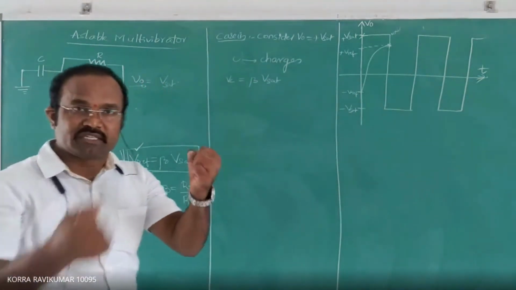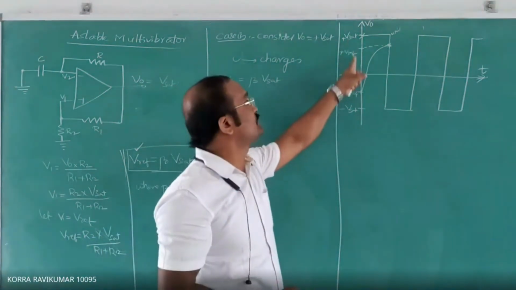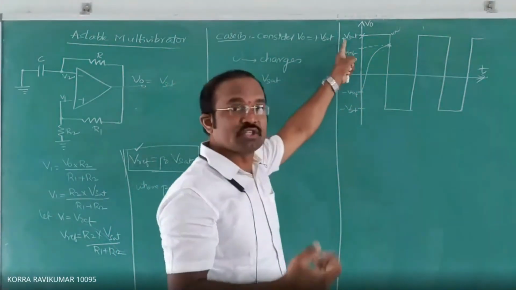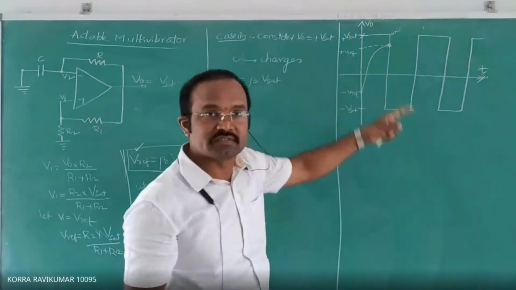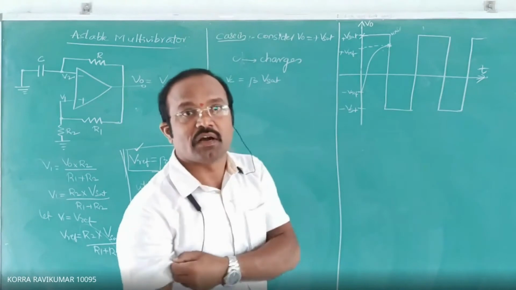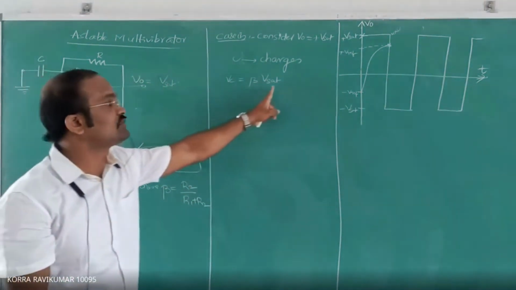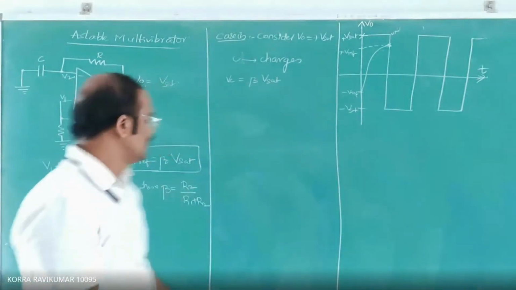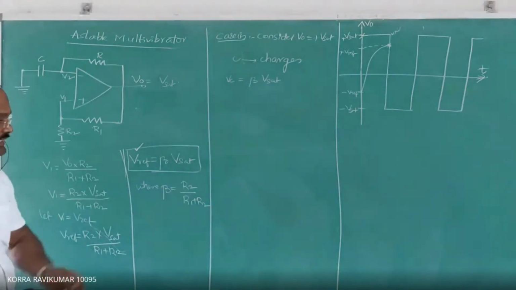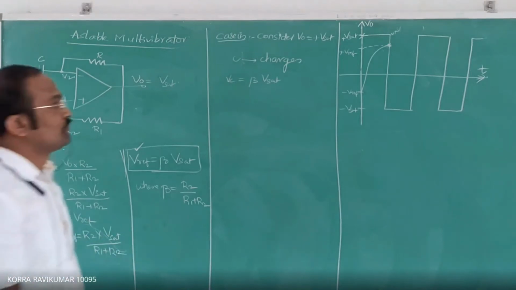Now the capacitor is fully charged. It has a value of 90% of its maximum value. That is, 90% of V saturation means the V reference value. Now the capacitor has a voltage equal to V reference, which is equal to beta into V saturation. What is beta? Beta is equal to R2 by R1 plus R2. Is it clear? Right. Now the answer is this one.